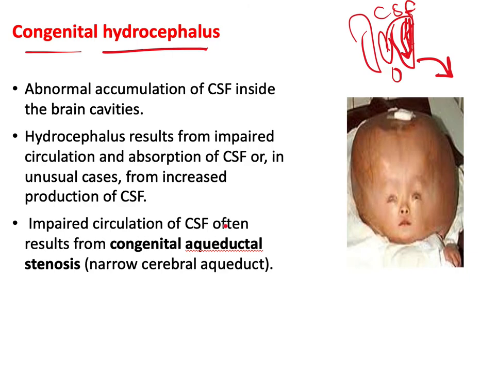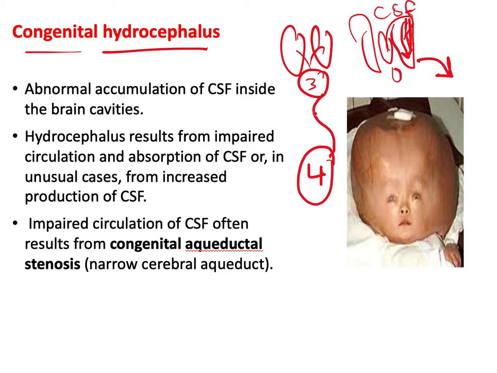And one of the causes, my friend, of impaired circulation of CSF, you remember the lateral ventricles drain into the third ventricle and then through the cerebral aqueduct to the fourth ventricle. Sometimes there is congenital stenosis in the cerebral aqueduct, called congenital aqueductal stenosis. So it's narrow, and the child doesn't have a normal flow of CSF, right?